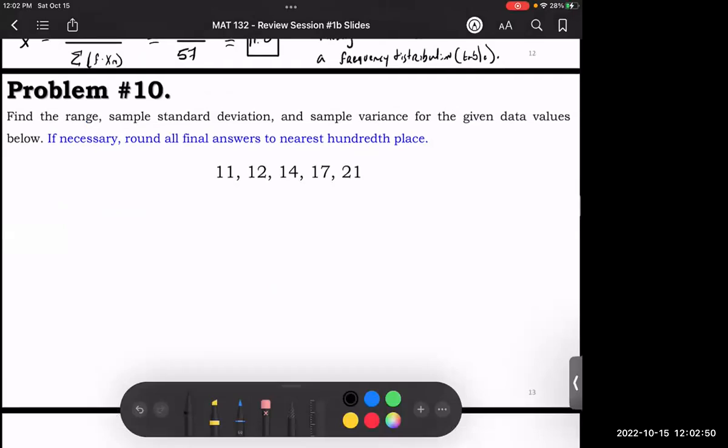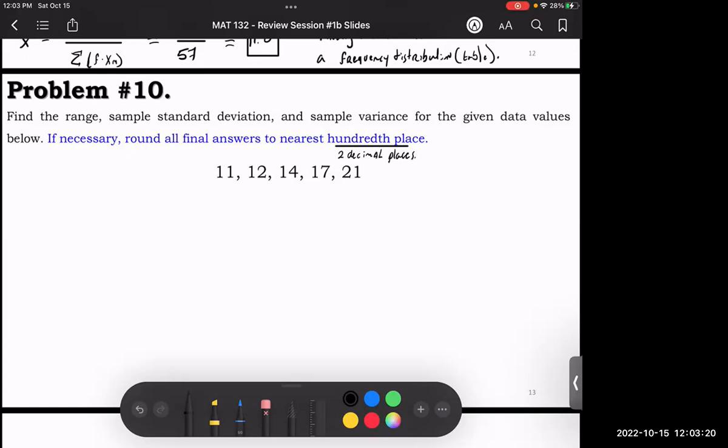All right, problem 10 states that we want to find now the range, sample standard deviation, and sample variance for the given data values below. And if necessary, round all final answers to the nearest 100th place. In other words, you're rounding it how many decimal places? 2, right? Rounding it to 2 decimal places.